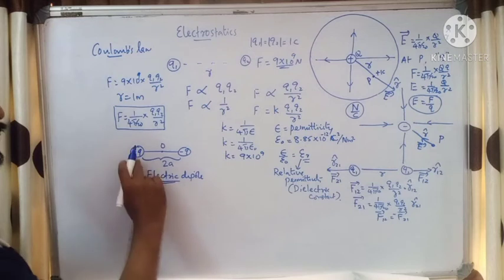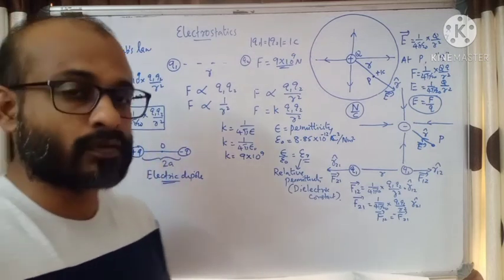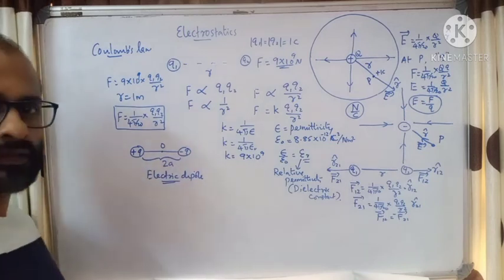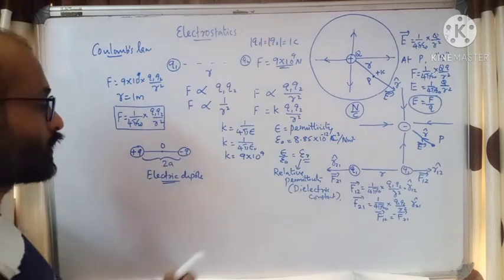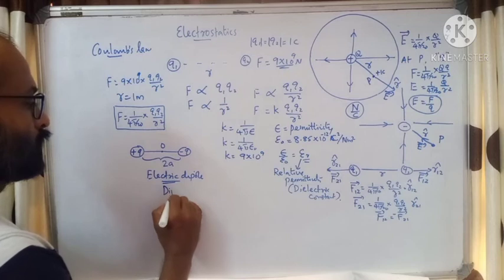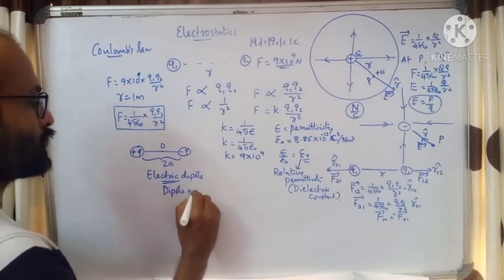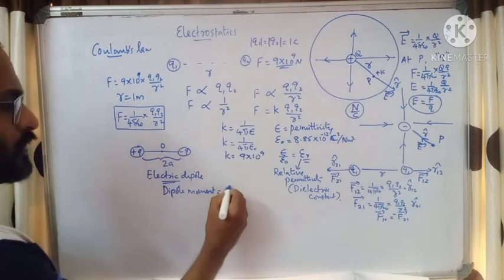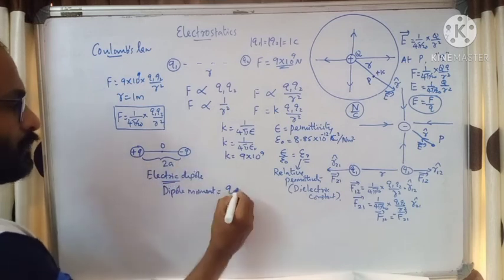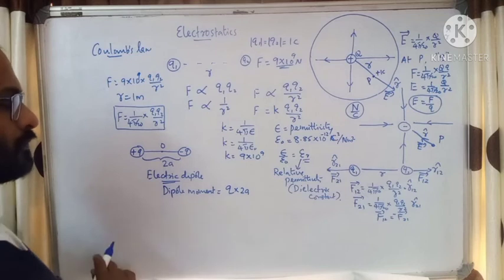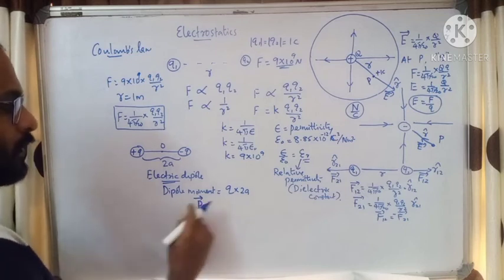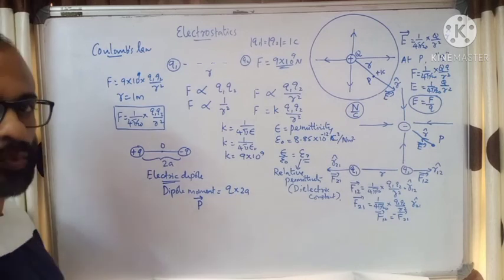What is an electric dipole? It's an arrangement of two charges of the same magnitude but opposite sign. The characteristic property of an electric dipole is the dipole moment. Now, what is dipole moment? How will you find the dipole moment? It is the product of one of the charges, any one charge you need to take, multiplied by the distance between them. It is vector p. Vector p is equal to q into 2a.